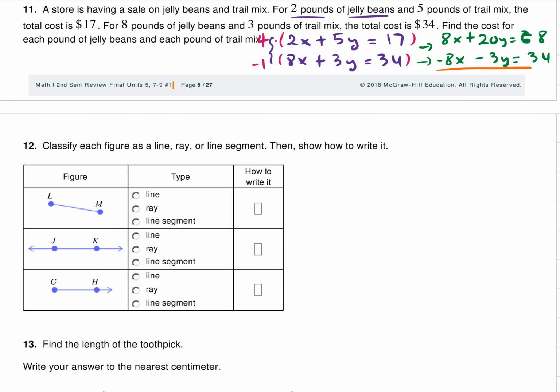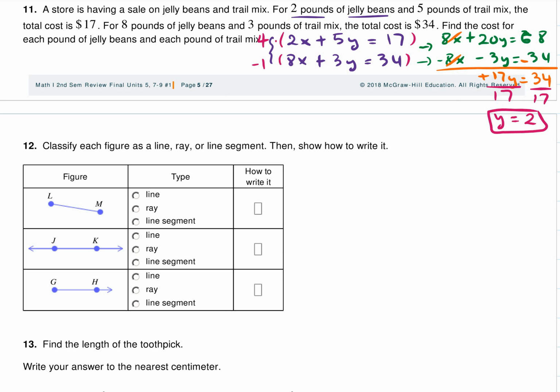Then we will add the 2 equations. X will cancel each other out. 20Y plus -3Y is positive 17Y, equal to 68 minus 34, that's going to be 34. And we divide by 17 on both sides. Then Y equals 2. So $2 for Y, which means the trail mix.